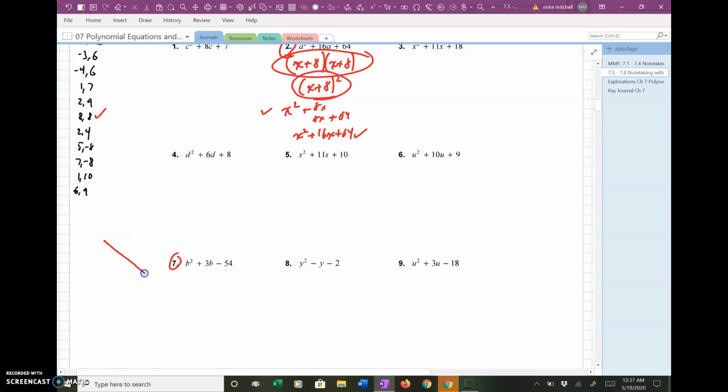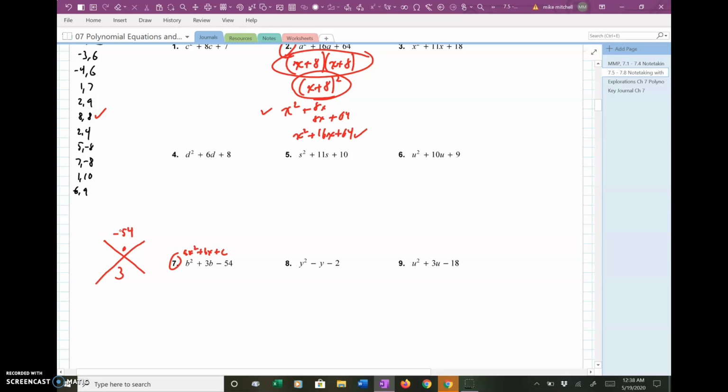Number 7. Again, I like to use this x. I need to multiply to a negative 54. I need to sum to a positive 3. That's my ax squared plus bx plus c. C is negative 54. A is 1. 1 times negative 54, negative 54.